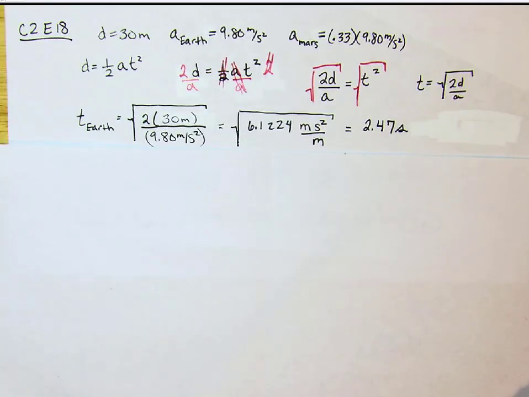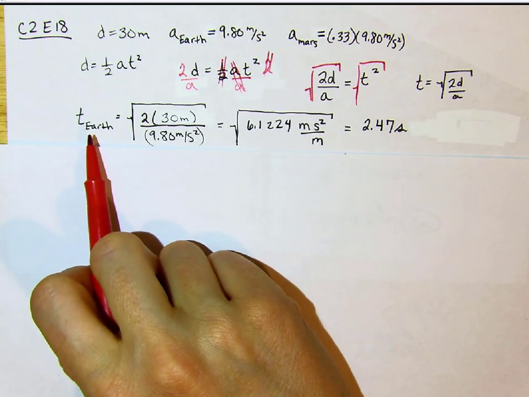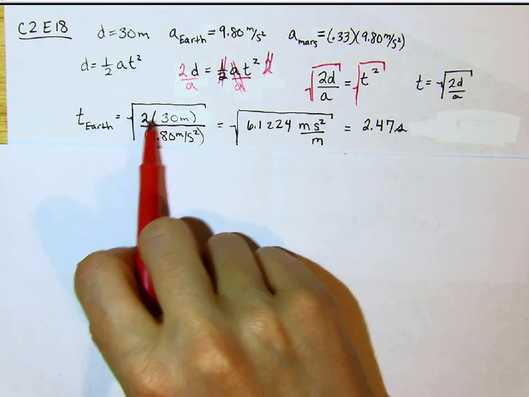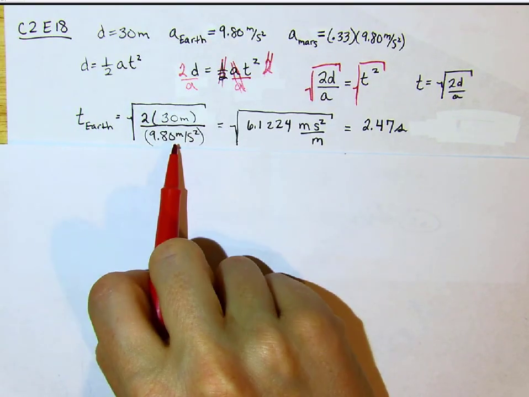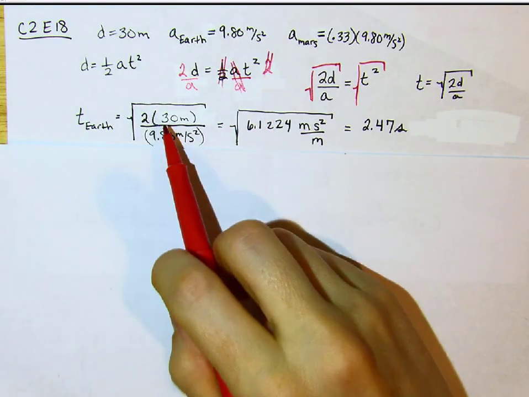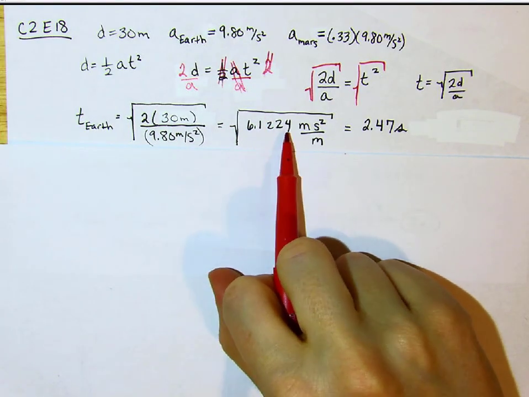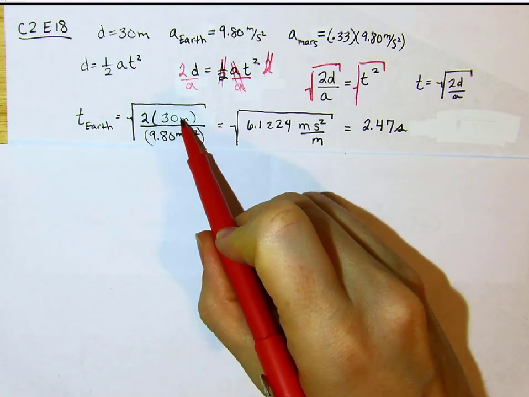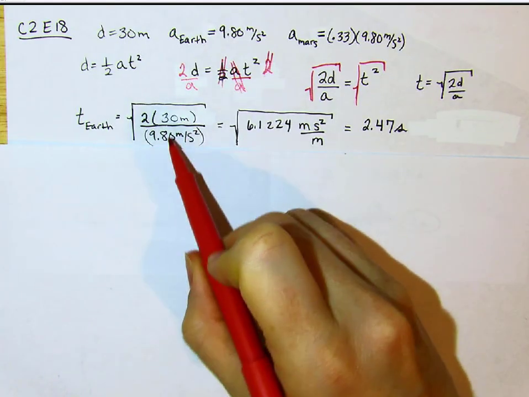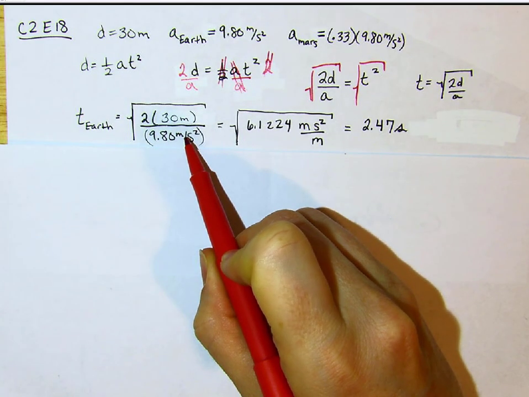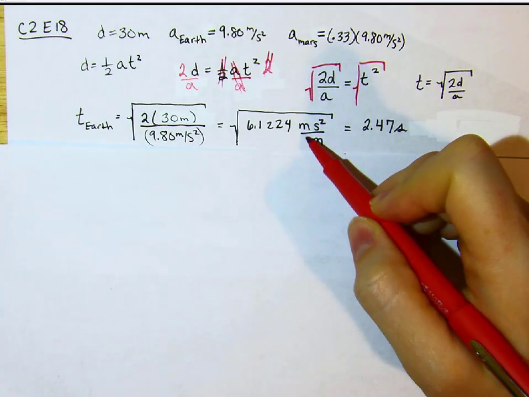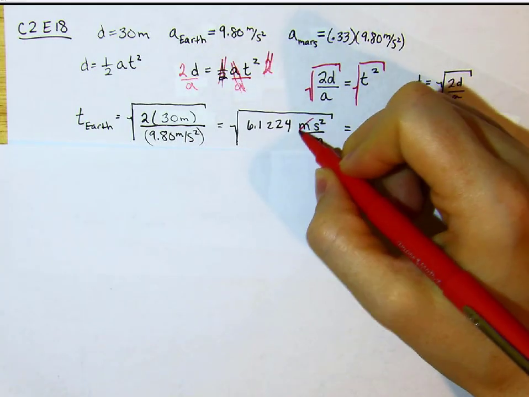So I'm going to find the time it takes for the object to fall on Earth. I'm going to plug in the values for Earth, 2d over the acceleration of Earth. When I do the multiplication and division, I get 6.1224. And the units, the meters, carry through. Here I had divided by a fraction, so I'm going to flip it and multiply it. So here's the meters per second squared flipped and multiplied. Then the meters would cancel out.